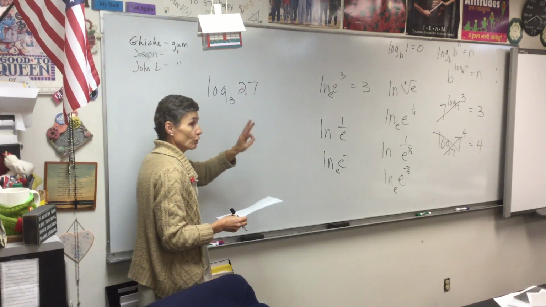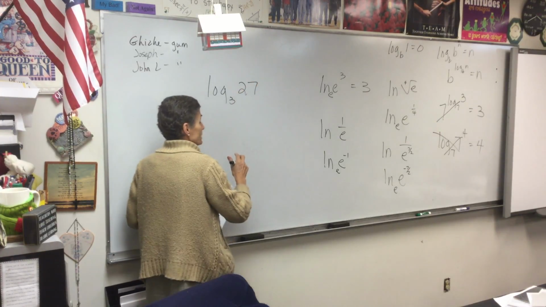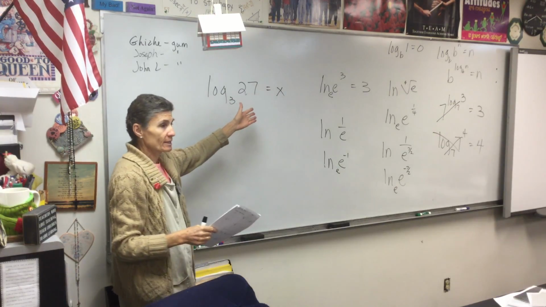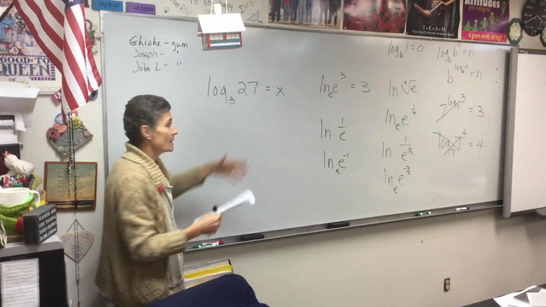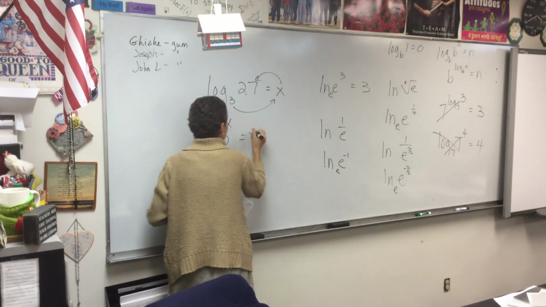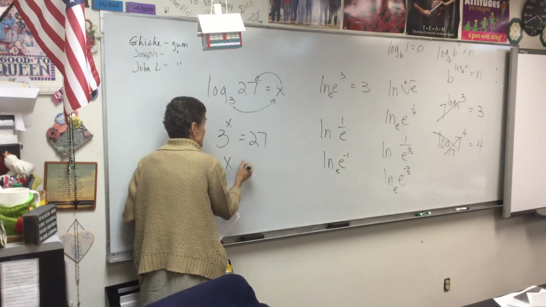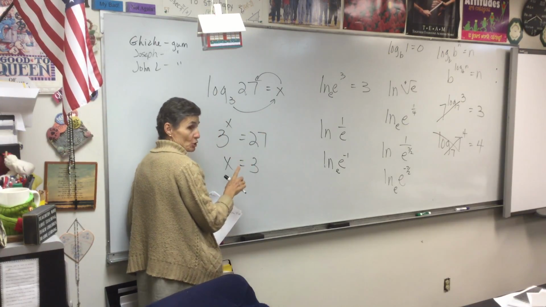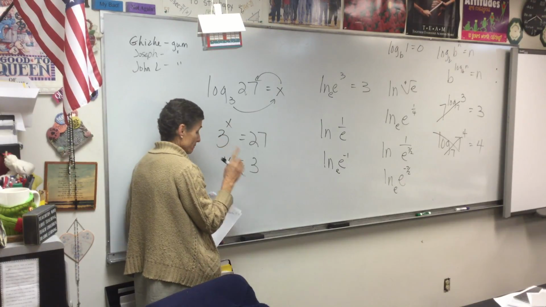Now, I'm not sure how you got 3. There are 2 ways to get 3. One is to say, I don't know what this equals, I have to figure it out. And then translate it. So 3 to the x equals 27. Can you see x would be 3? So that's one option to do problem number 1.